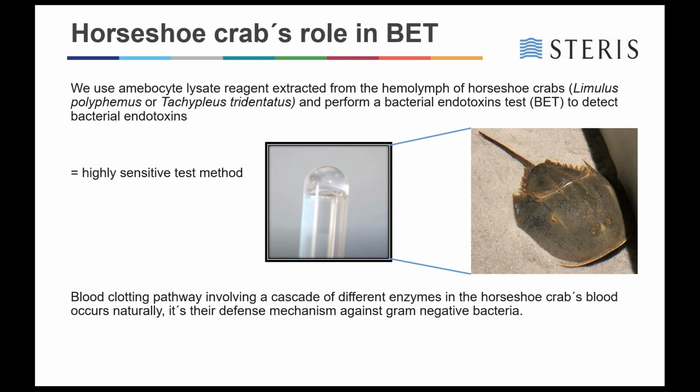a release of coagulation factors and antimicrobial substances. So a whole cascade of different enzymes is activated. And at the end of it, we have the formation of a coagulant gel, or simplified, blood clotting. And this whole defense mechanism, which occurs naturally, is essentially the principle that we can use in the laboratory for our BET test.